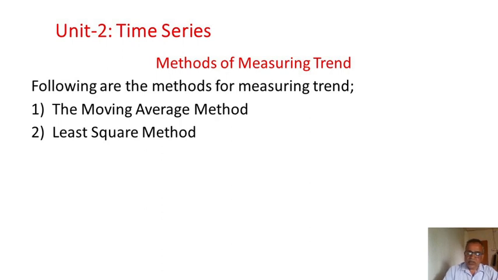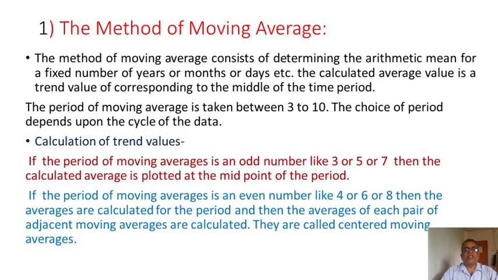So we see here how to evaluate the examples, or how to define the trend values of the given time series. First is the method of moving average. The method of moving average consists of determining the arithmetic mean for a fixed number of years or months or days, etc., whatever the time is given. The calculated average value is a trend value corresponding to the middle of the time period.